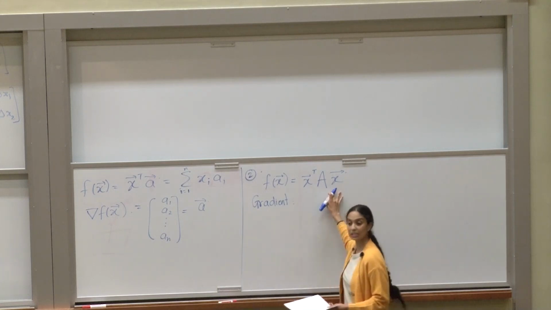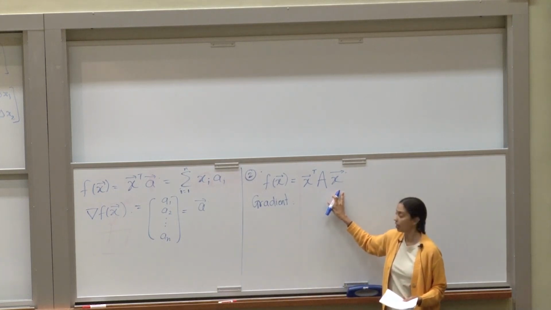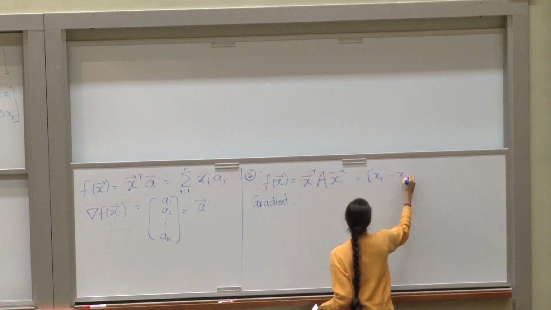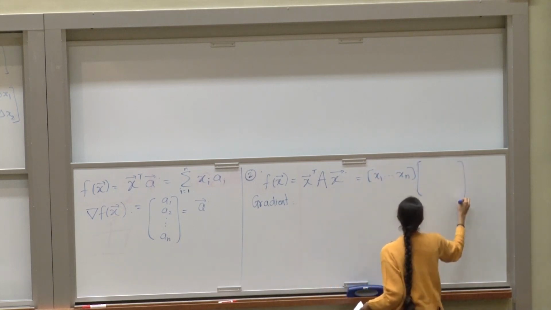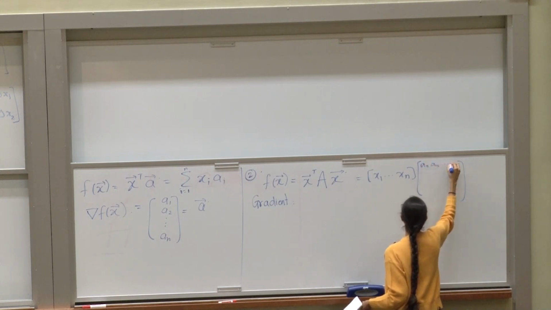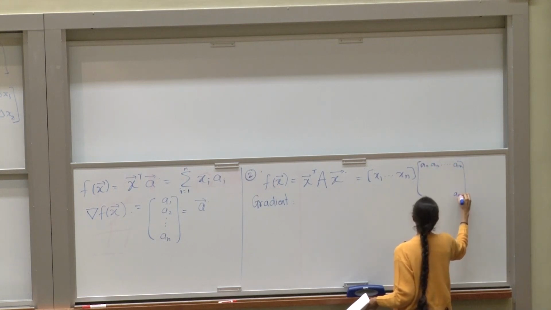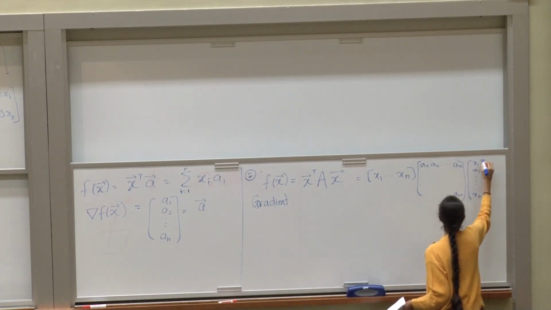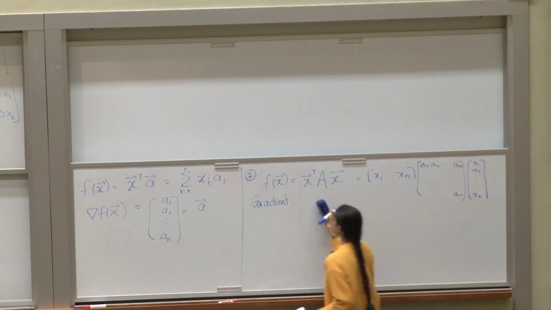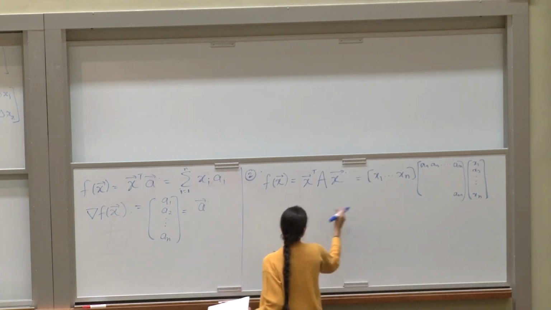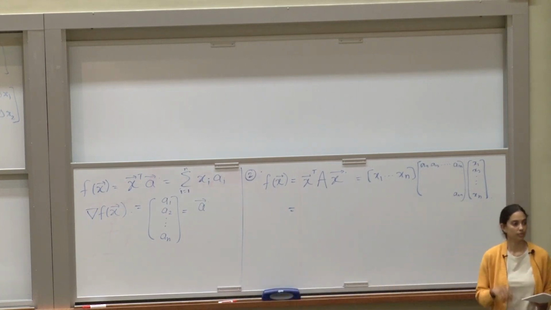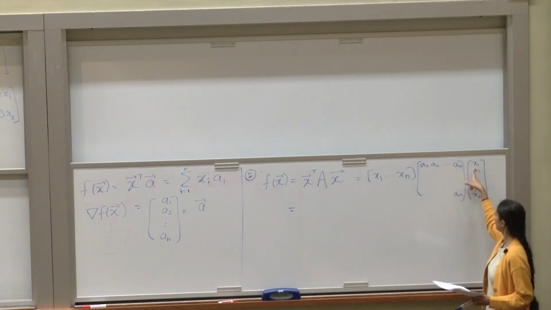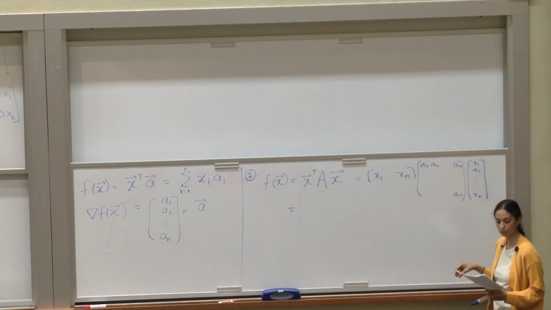So this is a scalar, right? Let's write this out. So this is equal to x1 all the way up to xn times this matrix a11, a12, all the way up to a1n, ann, times x1, x2, xn. So can you write this out in terms of the terms one by one? What's going to happen when you do this multiplication? Right, you're going to have this row times this column, this row times this column, so on and so forth.